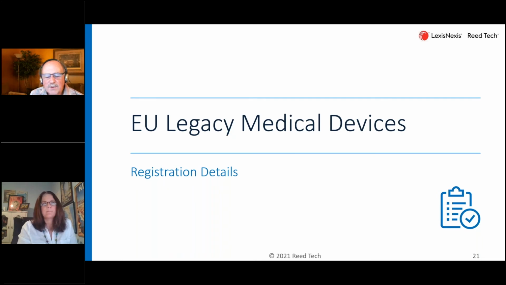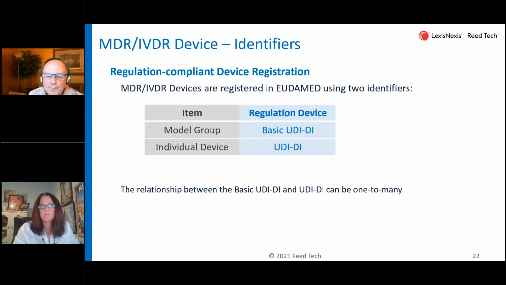into some of those details because legacy devices are handled slightly different, similar but slightly different than a regular MDR compliant device. So I'm going to start off with just recapping the regulation compliant practices and identifiers and how you use that, and then compare the legacy devices to those. So just a quick recap here, bear with me if you're already very familiar with this.